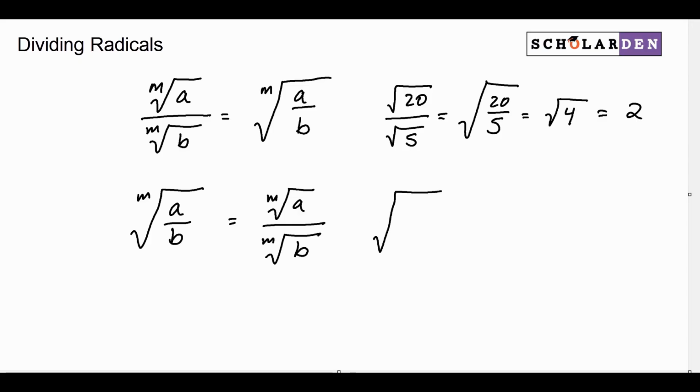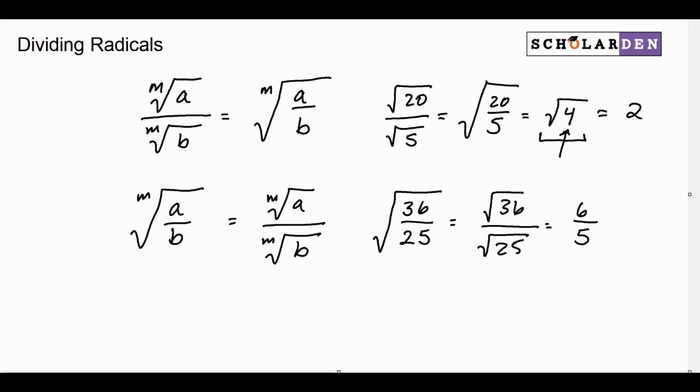Or if I had, let's say, the square root of 36 over 25, I can treat that as the square root of 36 over the square root of 25 separately, which is 6 over 5. And that's because a square root is asking us, what number do I have to multiply by itself to get that number? What number do I have to multiply by itself to get a 4? It's a 2. What number do I have to multiply by itself to get 36? The answer is 6. And for 25, I have to multiply 5 by itself.